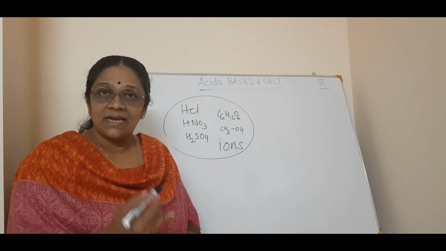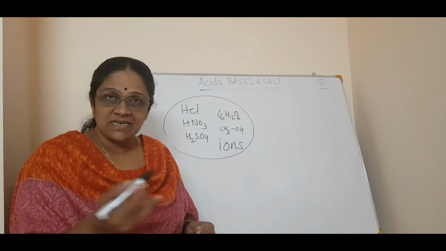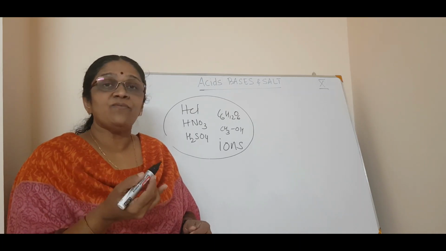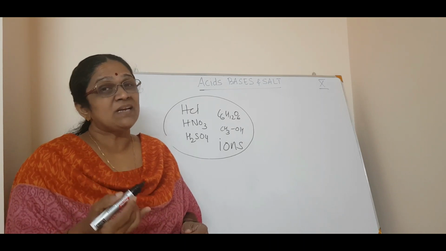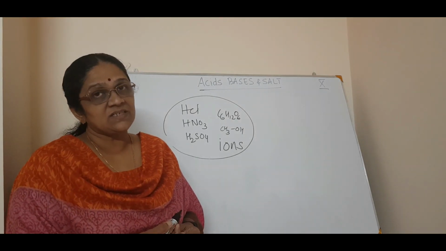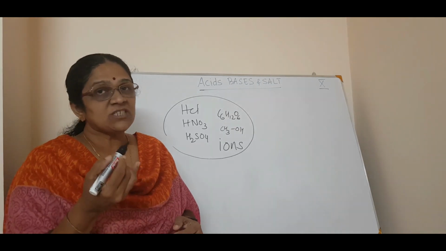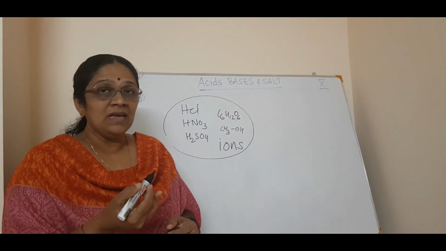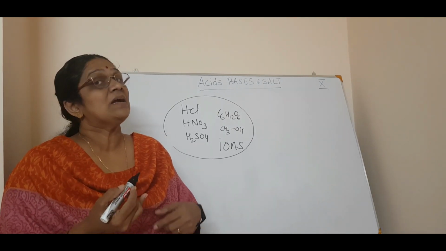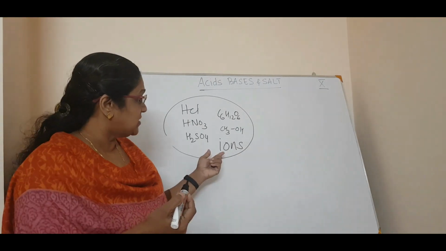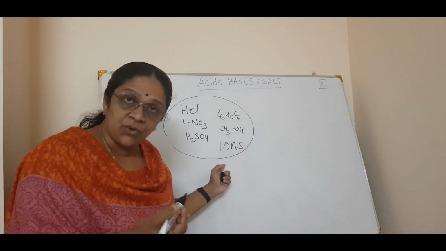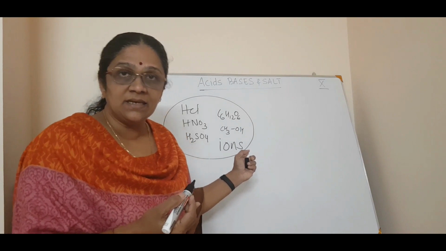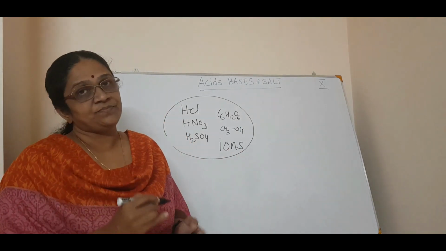Whereas in a metallic conductor, that means in metals, who is responsible for the conduction? You have studied that metals are good conductors of electricity and heat. Who is responsible for conducting in metal? Electrons, isn't it? That's why we call them electronic conductors. Now, in solutions, who is responsible? Ions are responsible for conducting the current in solution.